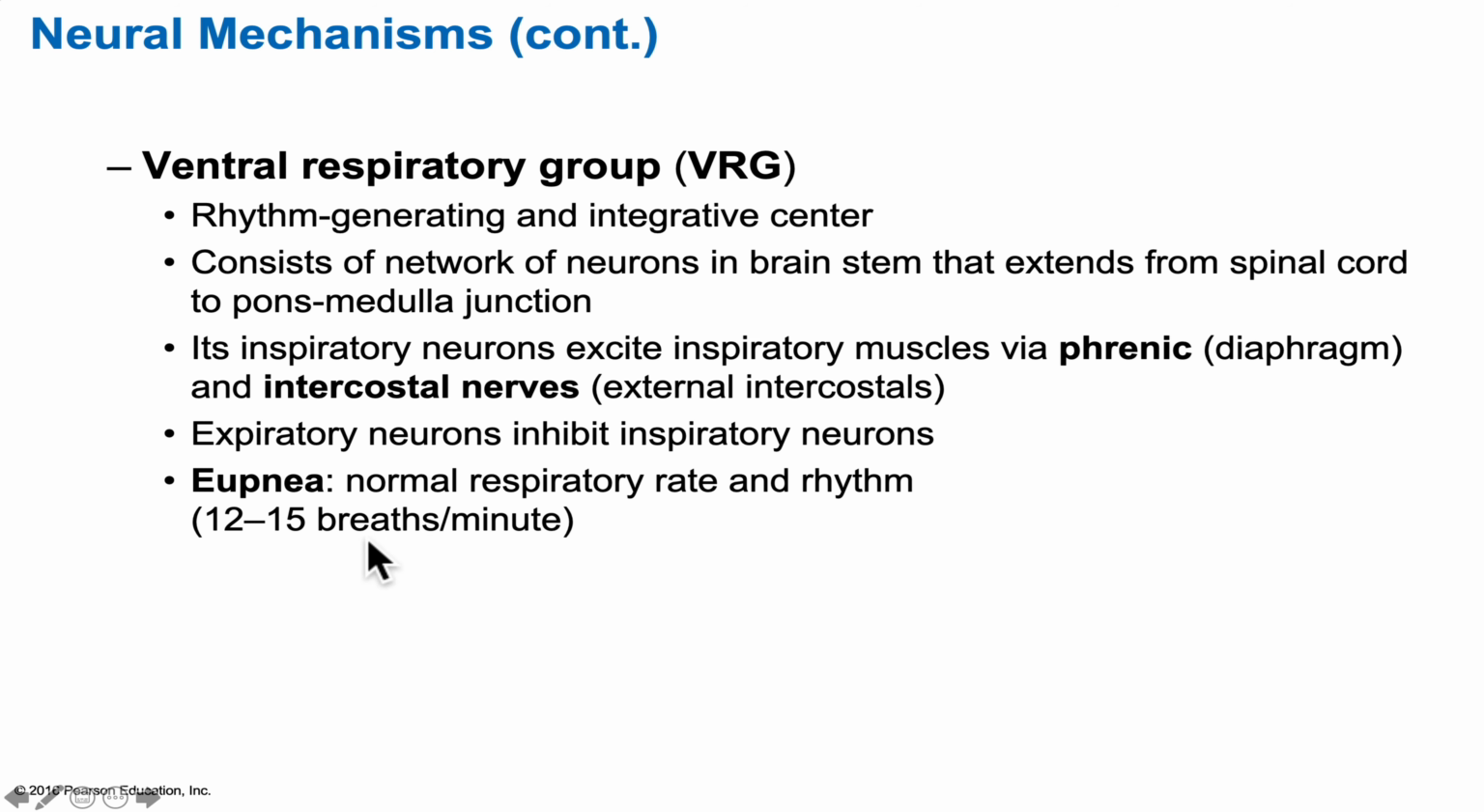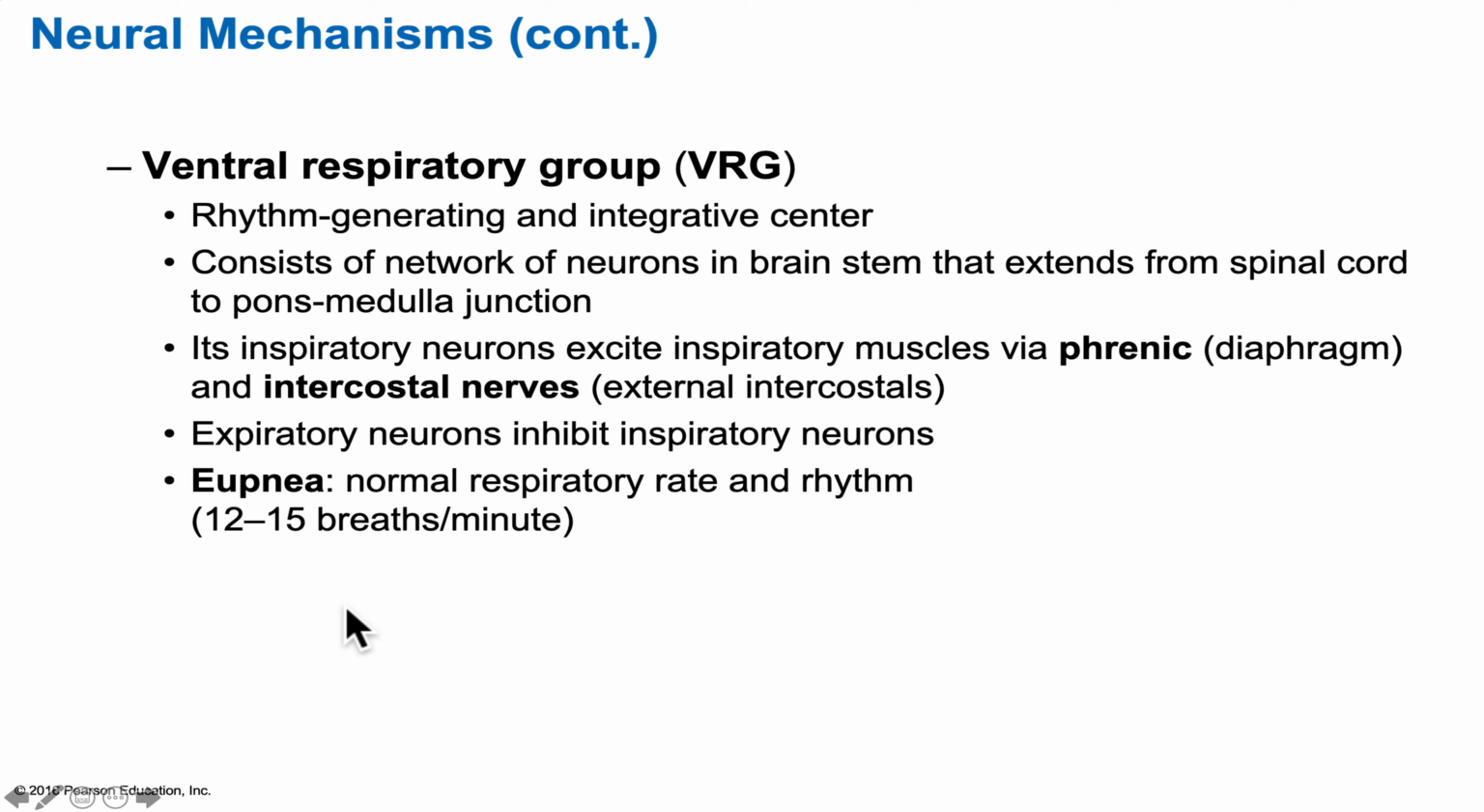The term eupnea just means normal. It's the normal respiratory rate and normal respiratory rhythm. Ideally, if you work the math out, this number should fall between 12 to 15 breaths per minute. In reality, clinically, when this number is anywhere from 12 to 20 breaths per minute, you're within range of what could be normal breathing or good breathing.